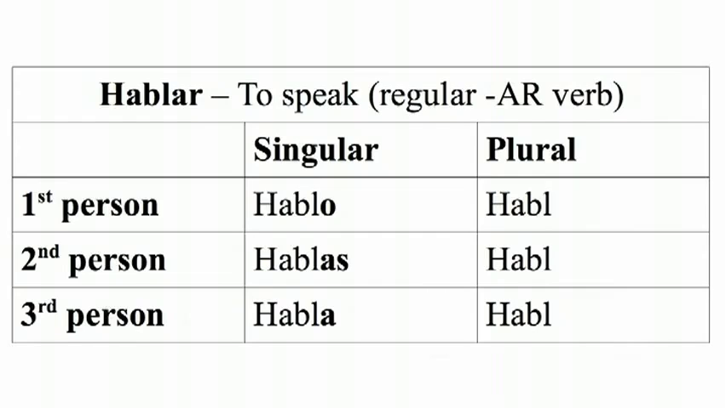For nosotros or nosotras, you'll have amos, giving you hablamos. For vosotros and for vosotras in Spain, you'll add A with an accent, IS, habláis, you plural speak. And lastly, you'll have ellos, ellas, and ustedes, all with the same ending, AN, hablan. They speak or you plural speak. Y otra vez, con fotos.